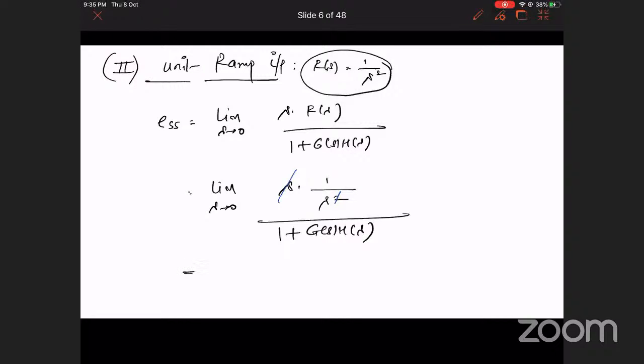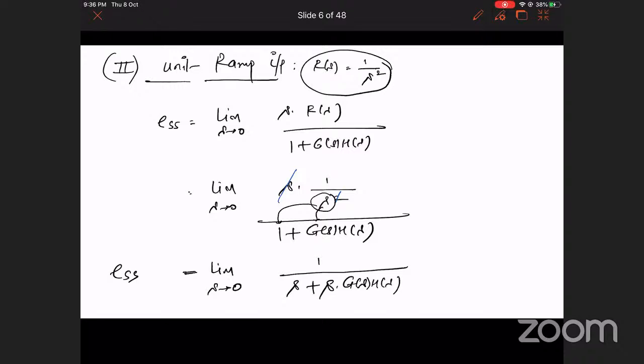I can write this equal to limit s tends to 0, 1 upon, see, this s will get multiplied with 1 and with this also. So it will become s plus s into g of s into h of s. So far, this is the ESS formula that I have derived, guys. Yes or no?